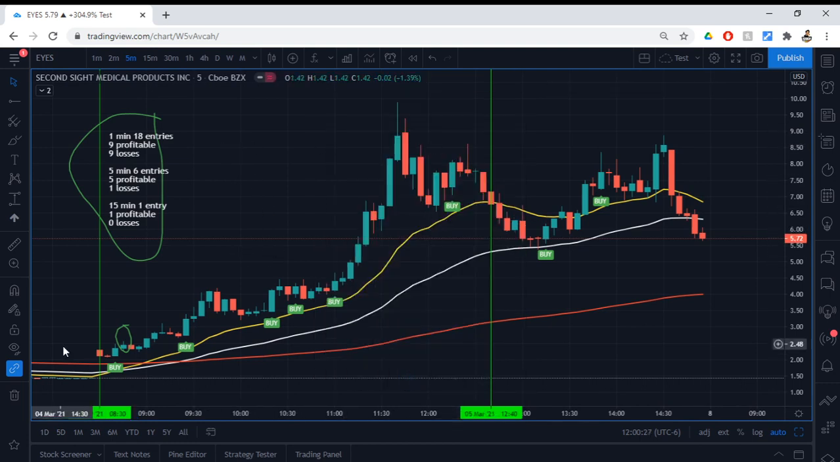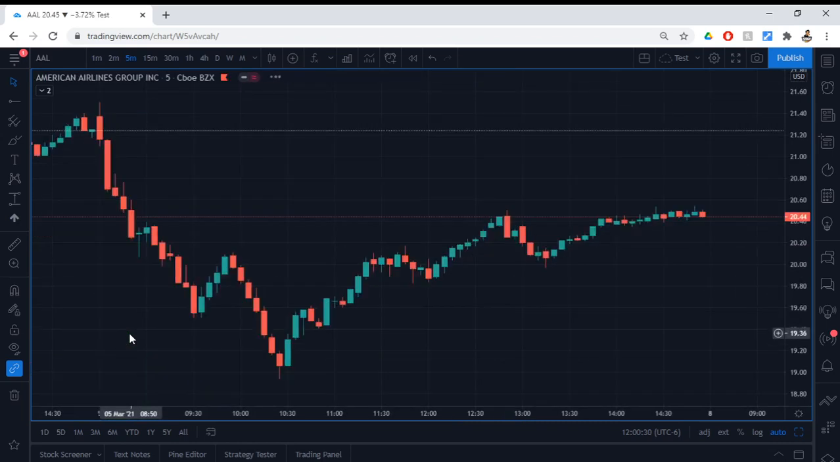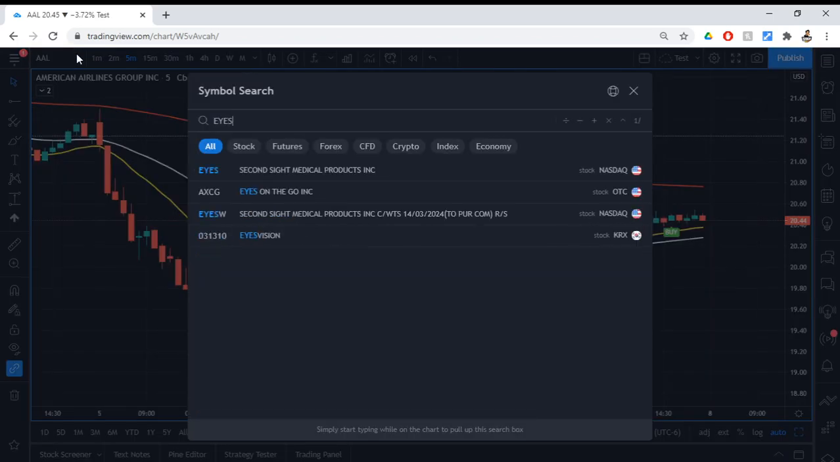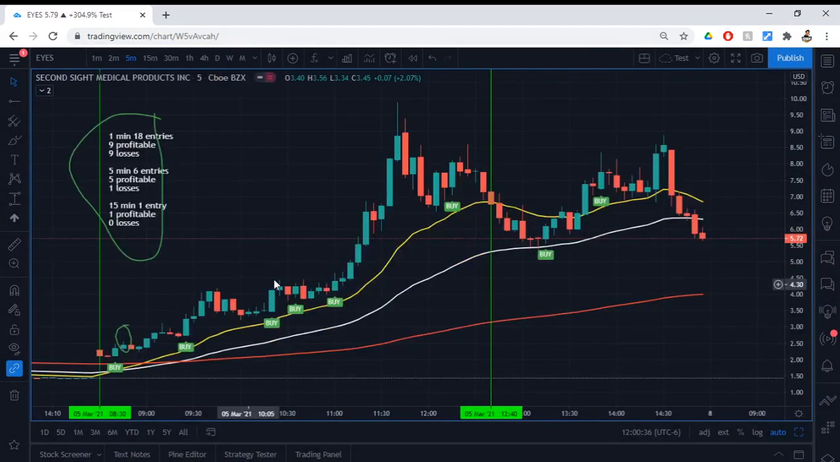So if you were trading on the 5-minute chart, you would have had 5 entries throughout the day. You just have to watch it.